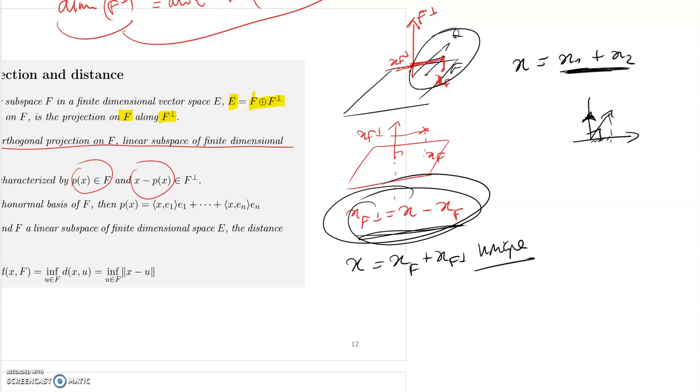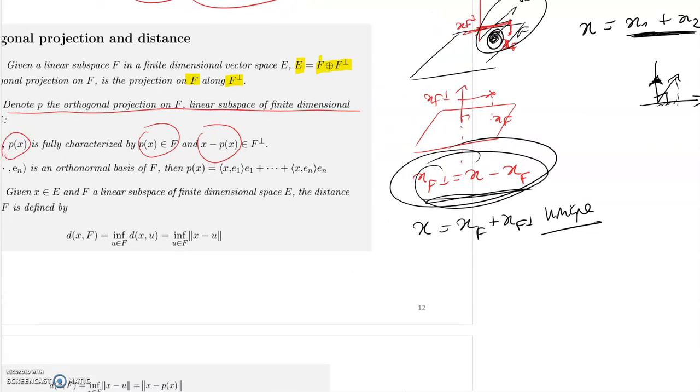Whereas before, when I had a non-orthogonal projection, I could have many directions that would give me this projection, okay? And so I wouldn't have a unique way to define the direction of the projection. All right. Anyway, now it's going to work much better.